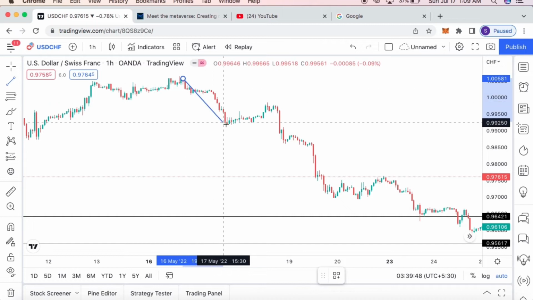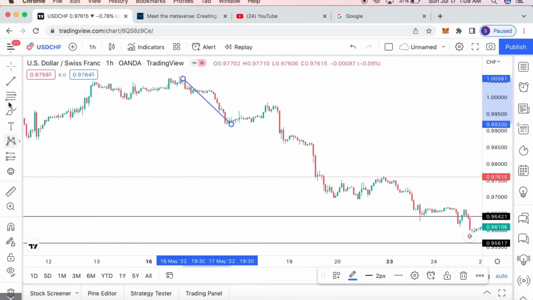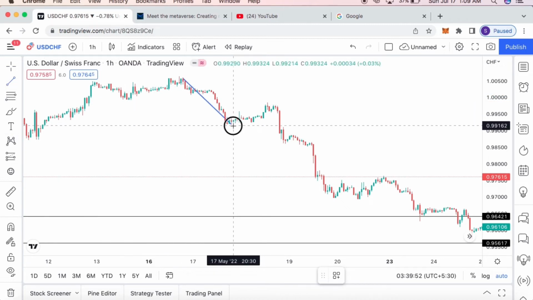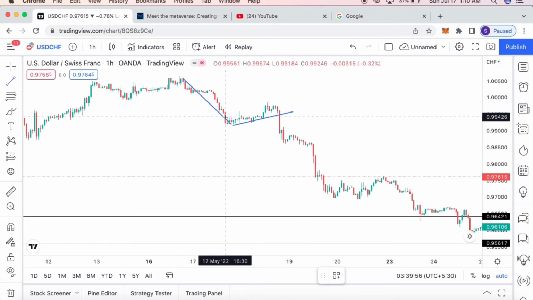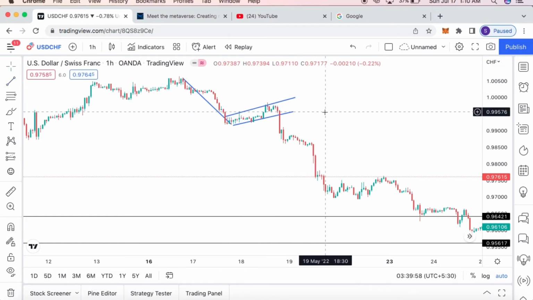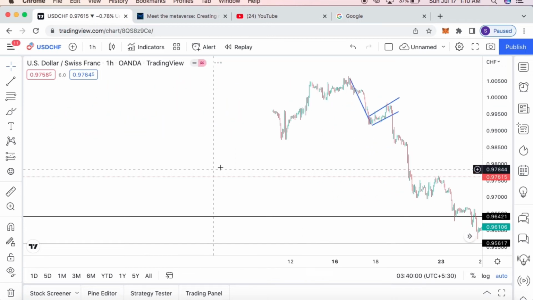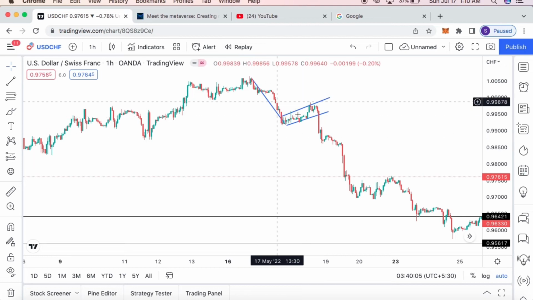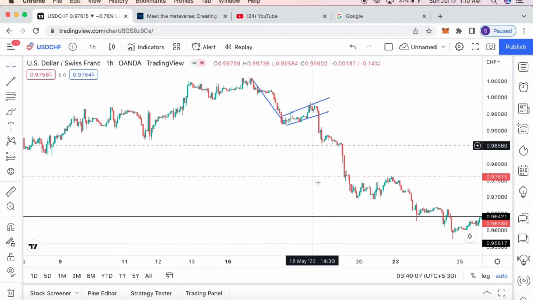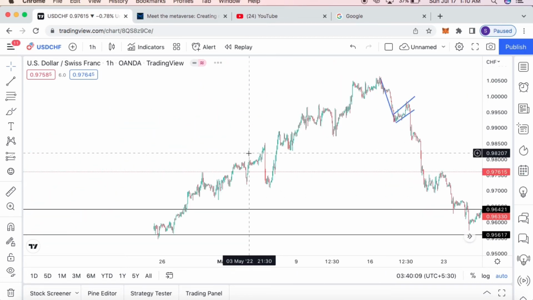So this is called a bearish flag. A bearish flag is a continuation pattern to the downside. I mean, it's a continuation pattern to the downside. Whenever you see a flag like this, the market is going to continue and go down, and that's what we had right there.